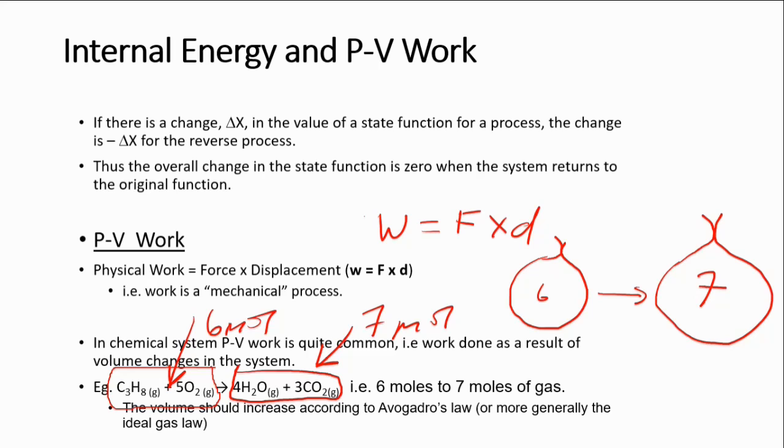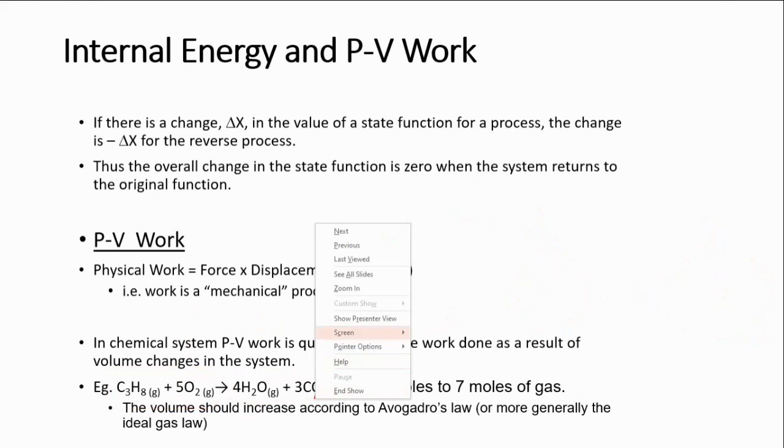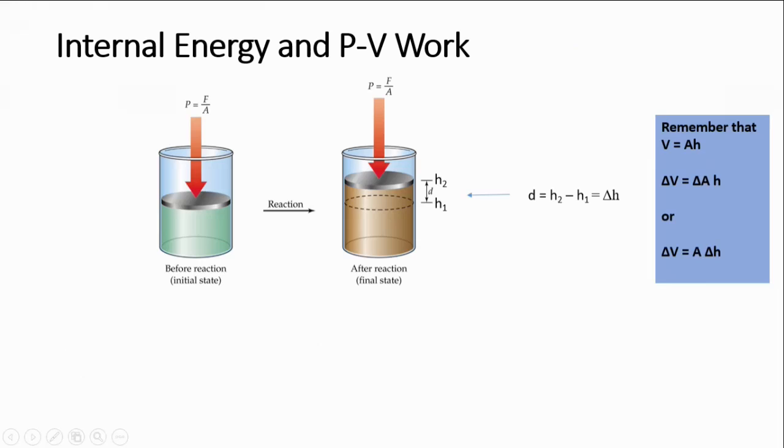Now, let's get more into it. What we want is some sort of formula or rule that we can make use of in quantifying the work done by chemical systems. That's what we want to derive or formulate.